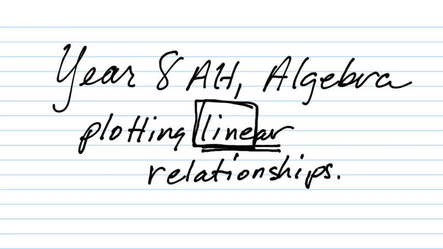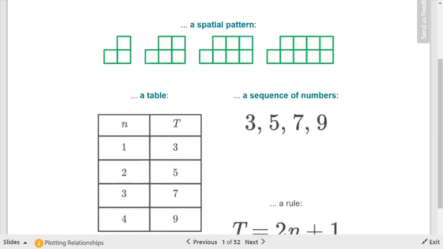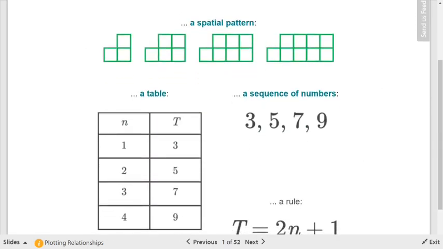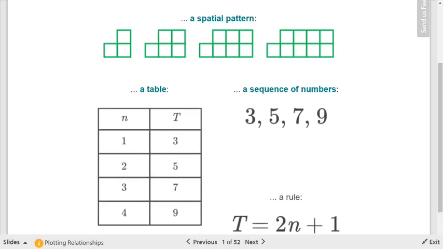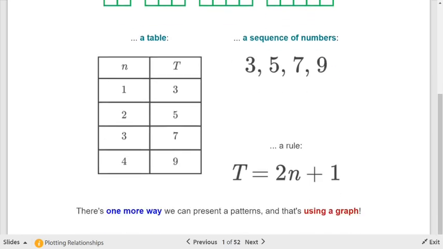So let's go to our Education Perfect and look at some of these linear relationships. And they start off talking about different kinds of tables and different kinds of things and patterns and rules that you can use. So you can have a spatial pattern where they give you the pattern in pictures. You can have a table, right, with n values and t values. You can have a sequence of numbers where you're supposed to find the pattern, or they could give you a rule, which is written as an algebraic expression, or an algebraic equation, I should say, that will give you the rule for any number in the pattern.